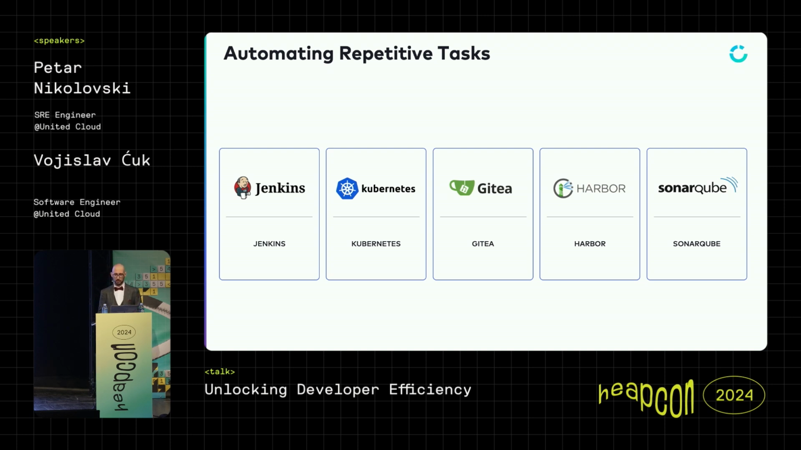We may need to make and configure a new Harbor project. We may need to make a new Git organization, or even SonarQube permission templates. This is a lot of manual labor, but with Backstage, we can automate it.